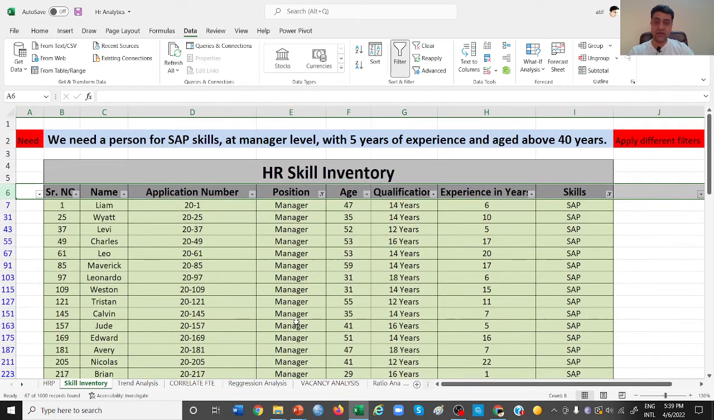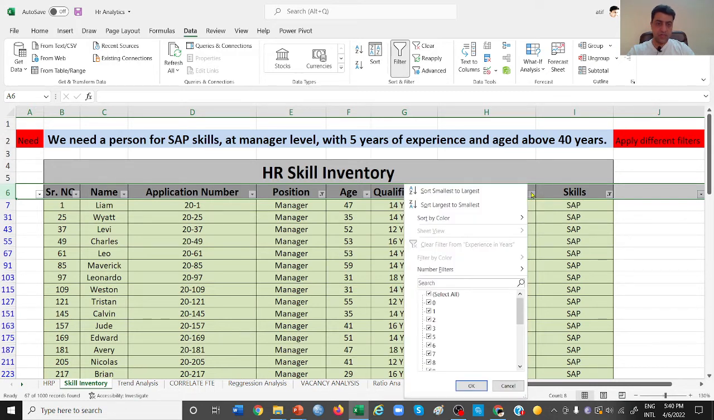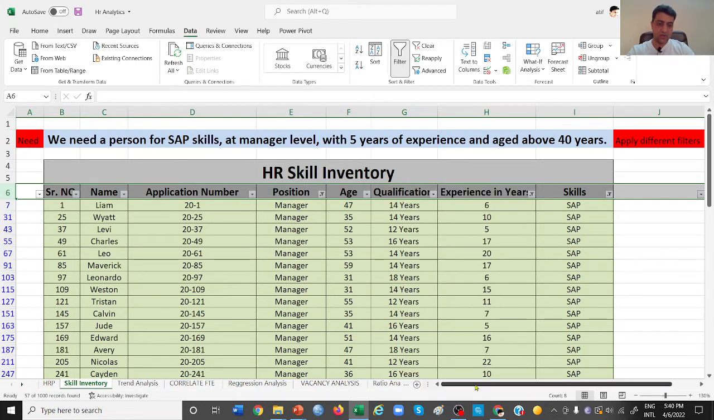What was our third criteria? With 5 years of experience, 5 or above years of experience, we can say. Let's go to the experience tab. In the experience tab, we can just see that we don't have anything less than 5. Anything 5 or above 5 is fine. So we'll just click OK.